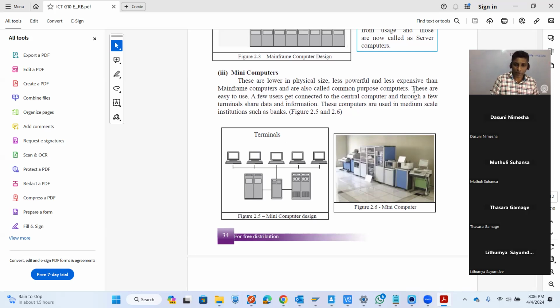So that's why it's so popular, right? You need a bit of higher computing power.